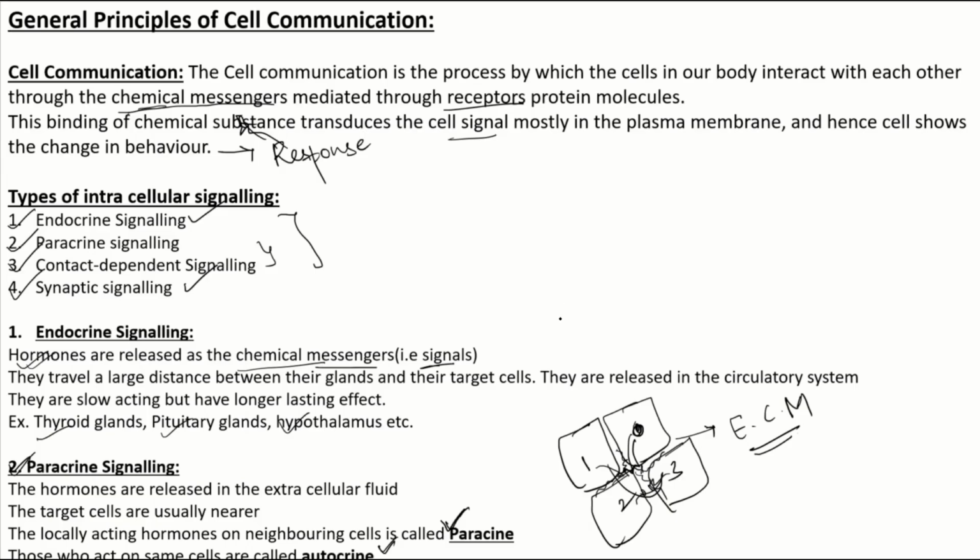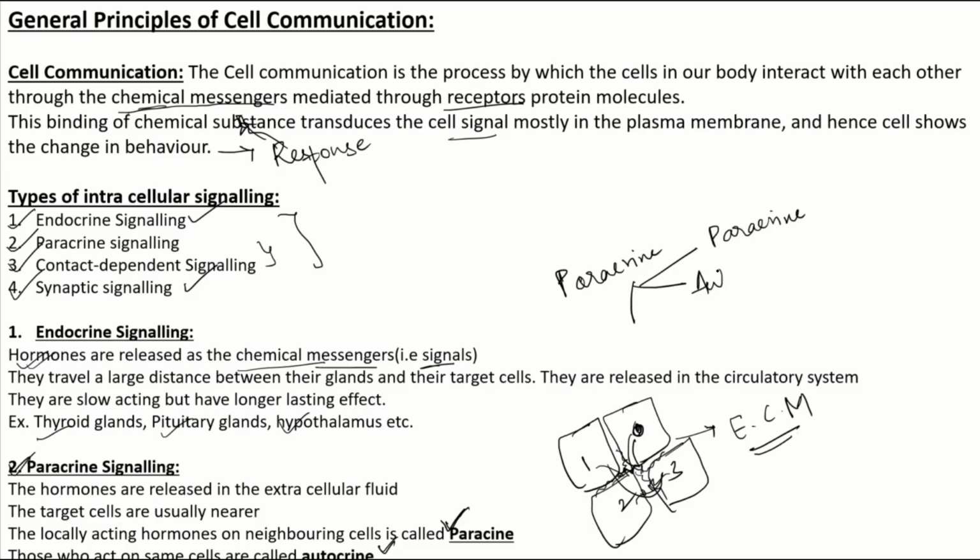There are actually three terms in paracrine signaling. In paracrine signaling you have to learn about three words. First is paracrine. Just now I have explained, one cell releases the hormone and nearby cells will get attached to that hormone.